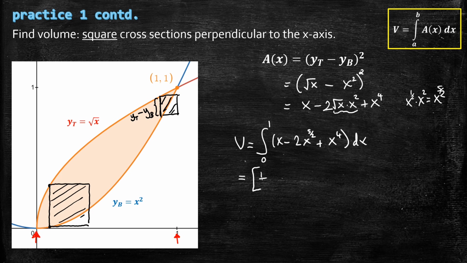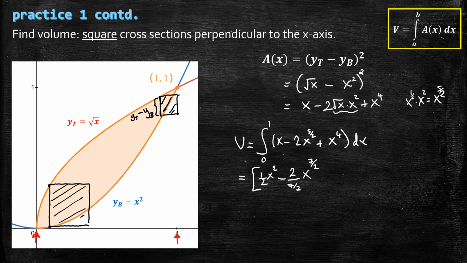So the antiderivative of x is half x squared. The antiderivative of x to the 5/2, let's see, we add 1 to the exponent, so that would be x to the 7/2, and then we divide through by that 7/2.